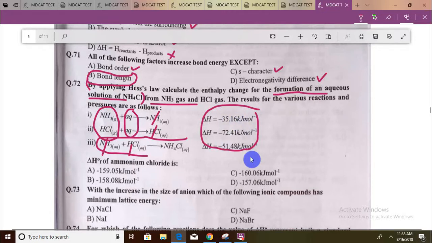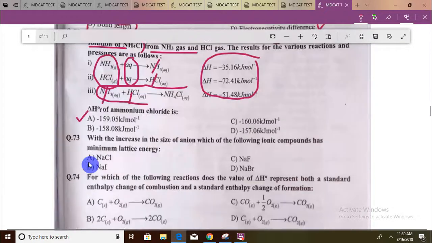Simple addition: 35.16, 72.41, 51.48. So the answer is 159.05, and this is from simple algebraic addition.